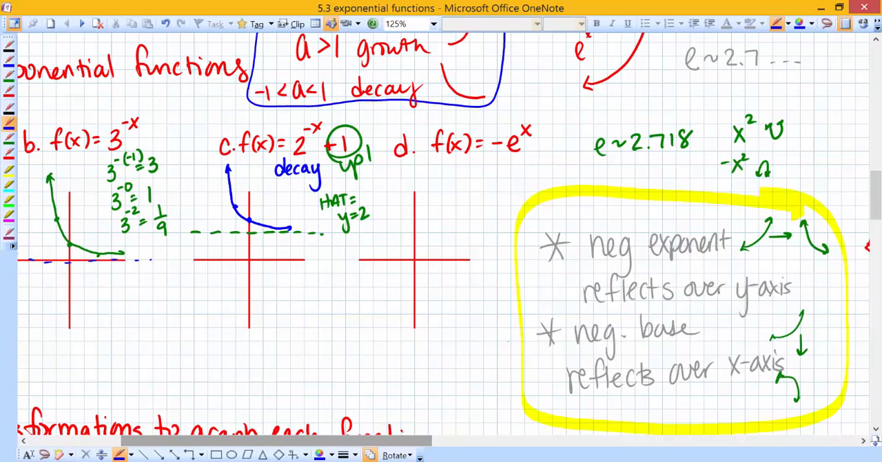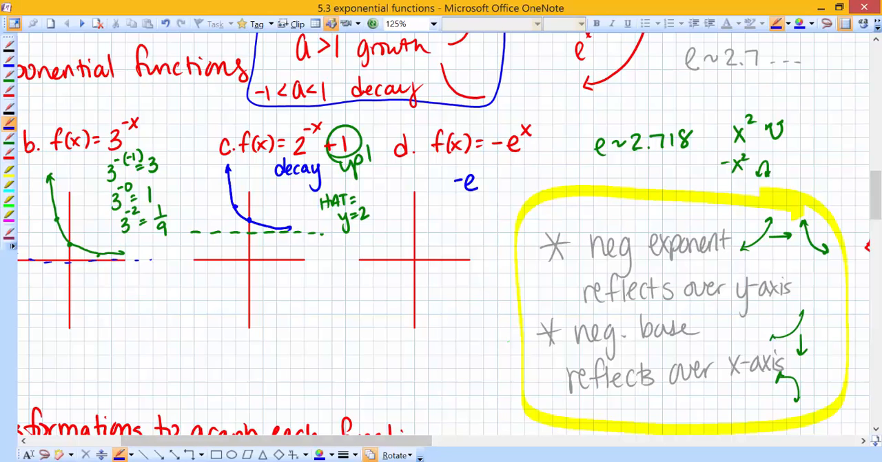And then in D. D is negative e to the x. E is 2.718 and then some following decimals. You are welcome to use a calculator here. I strongly suggest the use of a calculator.